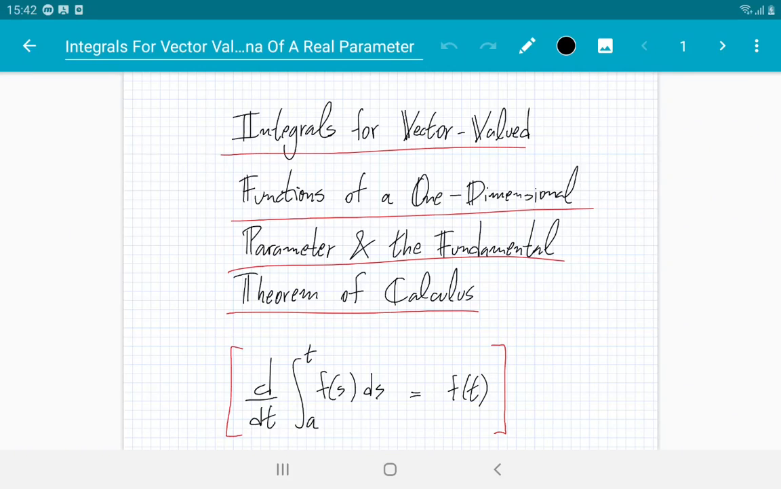So, welcome to this new lecture. As promised last time, we're going to be talking now about integrals of vector-valued functions of a one-dimensional parameter.